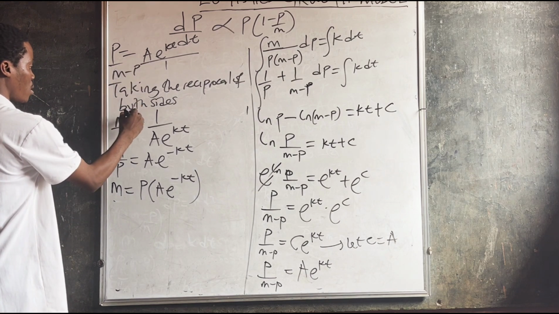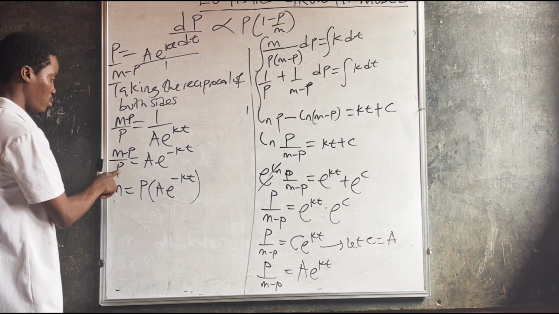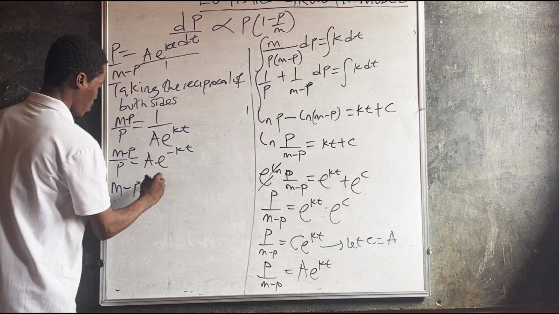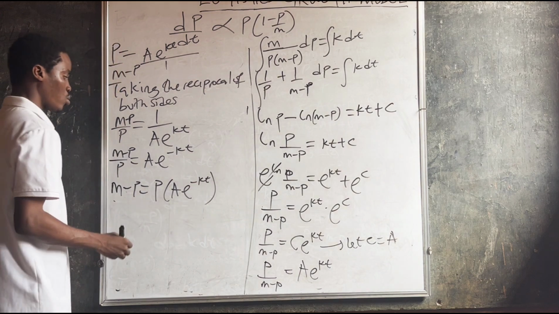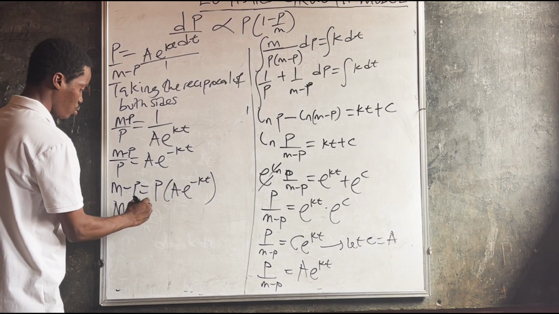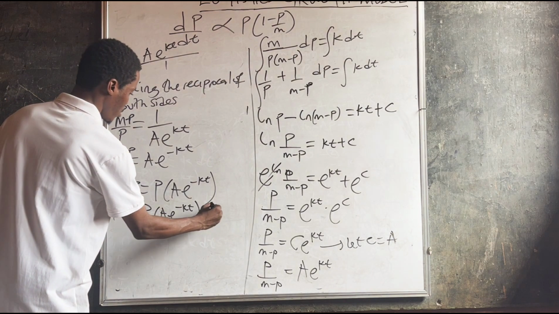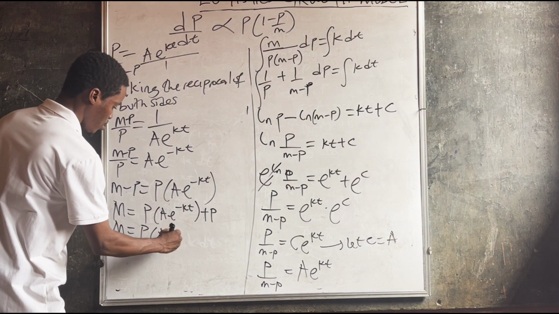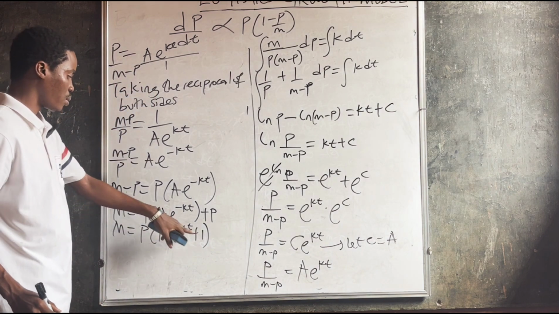m minus p is equal to p a exponential minus kt. So for me, I can take my minus p to the other side. m is equal to p a exponential minus kt plus p. I can write this as m is equal to p times a exponential minus kt plus 1. If I use this to multiply, I will get this plus 1.